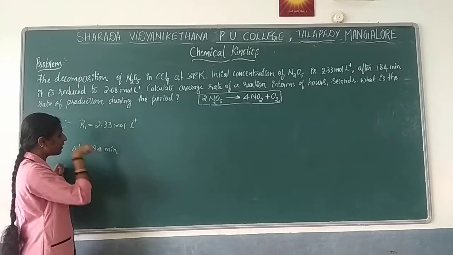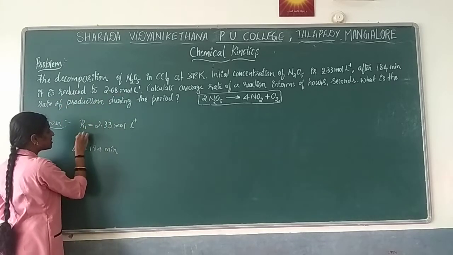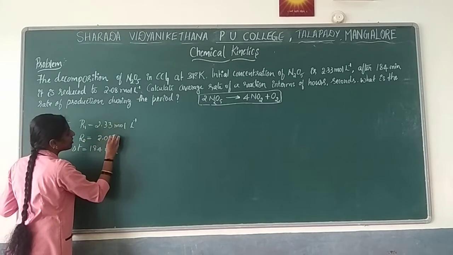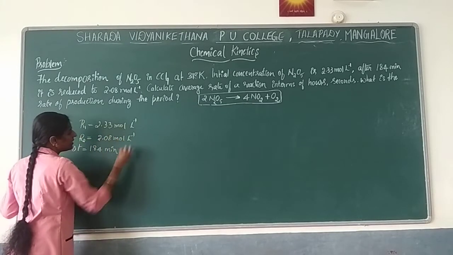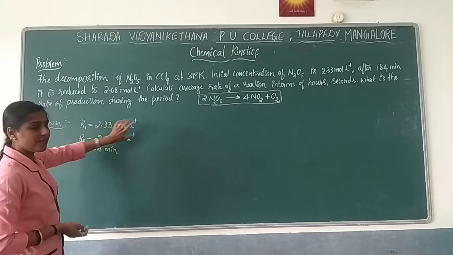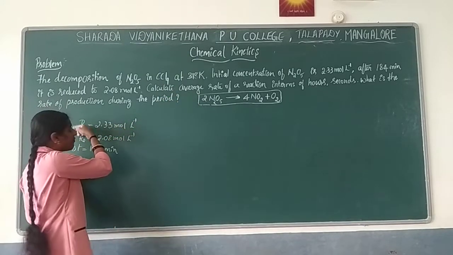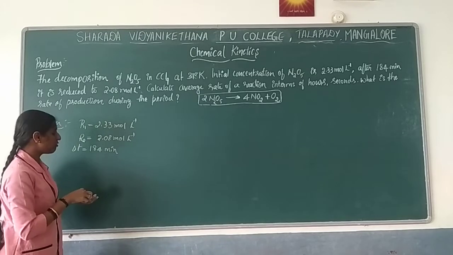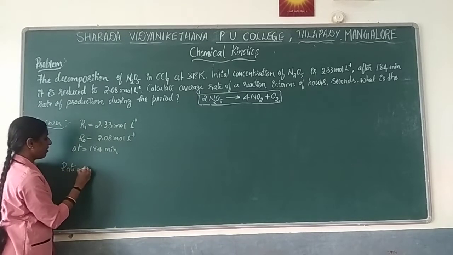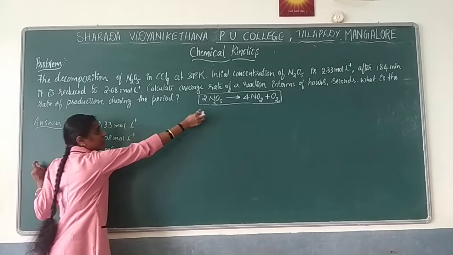So delta T is 184 minutes and it has been reduced, in the sense again the reactant has been reduced to R2 is equal to 2.08 mole per liter. Okay, so now by using this we are supposed to find out the average rate of the reaction in terms of reactant. So first we will write the rate for average rate in terms of delta. You are supposed to write for this whole reaction.